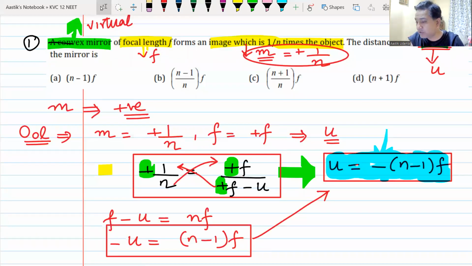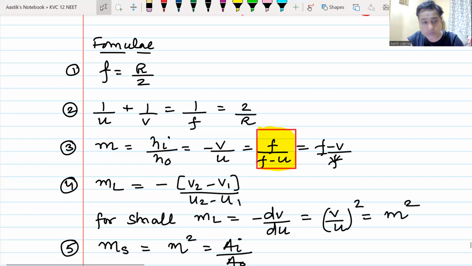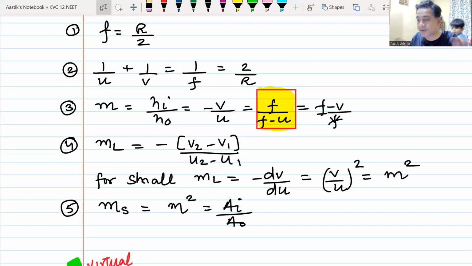How are we going to solve questions? Each and every question that is going to be coming to you in your exam will be from these five formulae that I have written for you. The question would be coming from these five formulae and from nowhere else in this universe. So we'll just have to use these formulae.